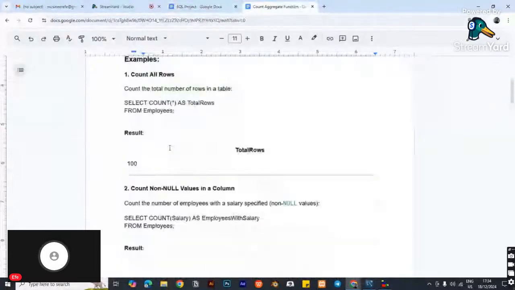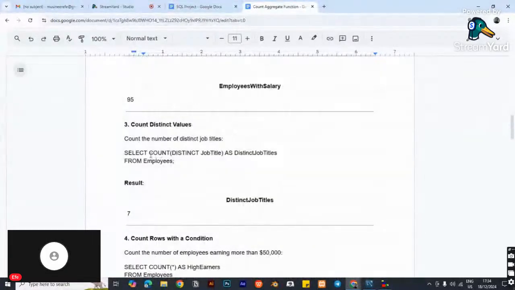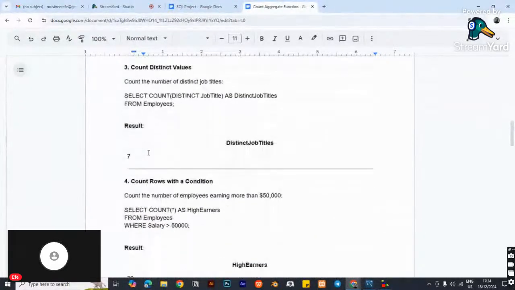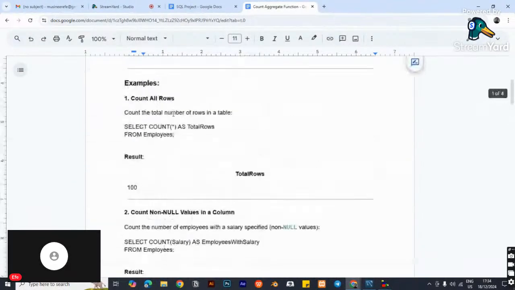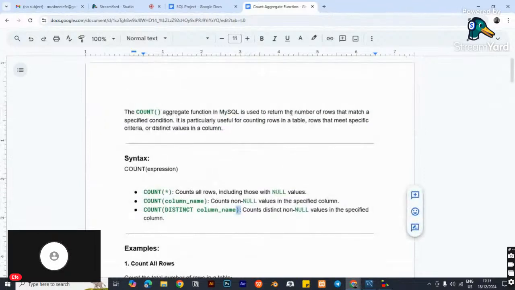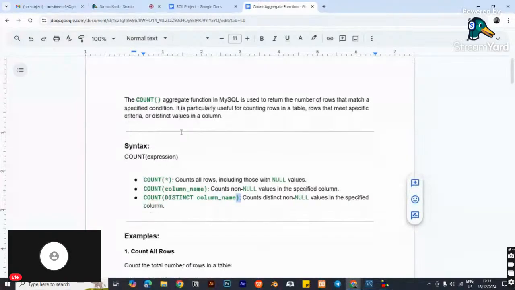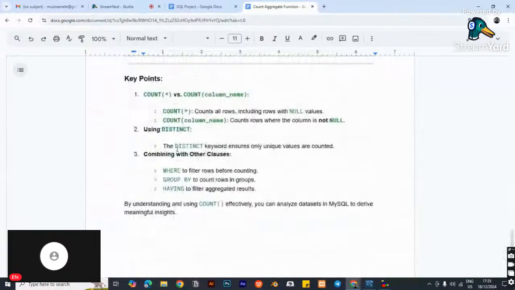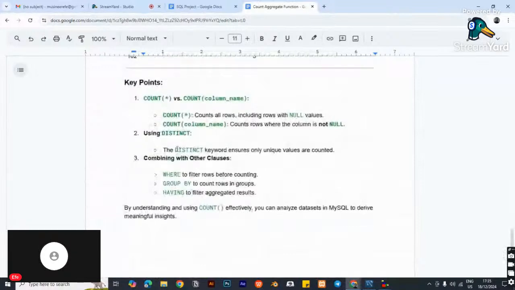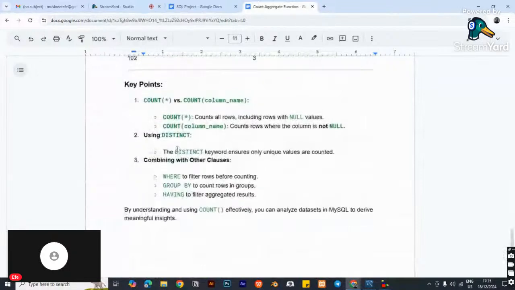When we wanted to count, we used the select keyword and the count. The count aggregate function is used to return the number of rows that match a specified condition. It's particularly useful for counting rows in a table, rows that meet certain conditions. I'm just trying to bring to our minds some refreshers, key points here.